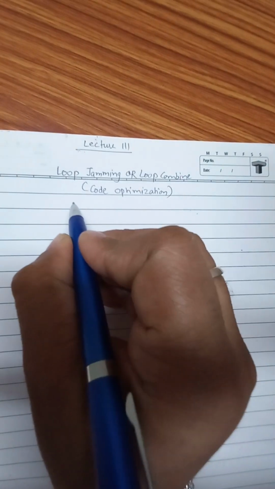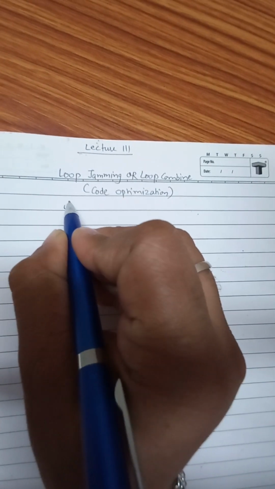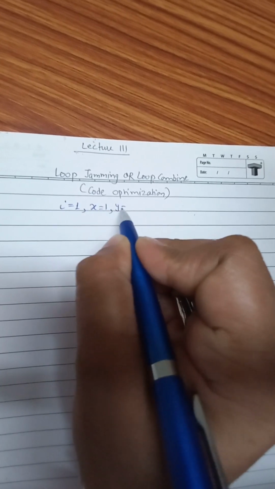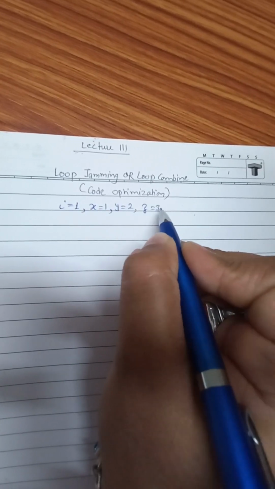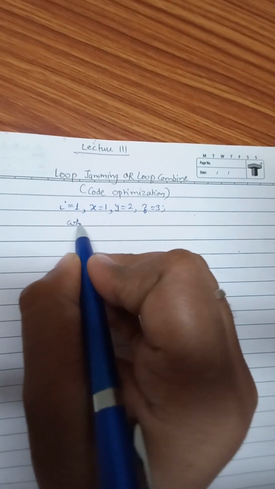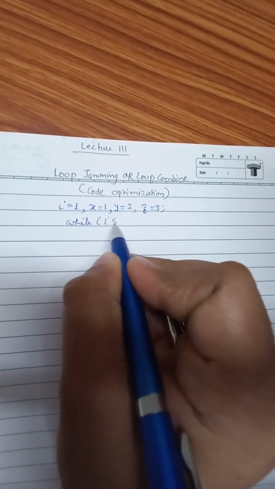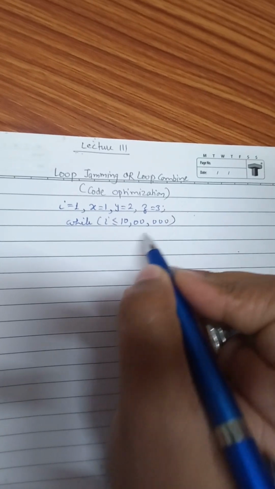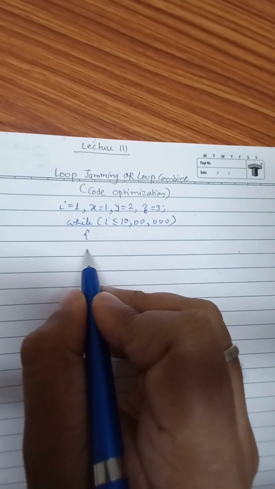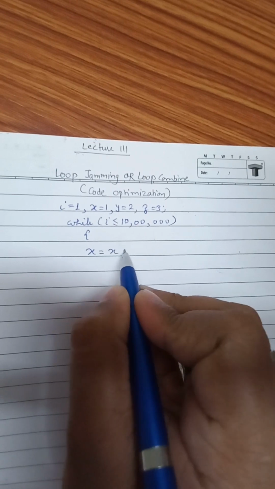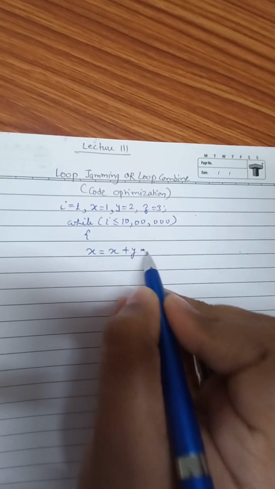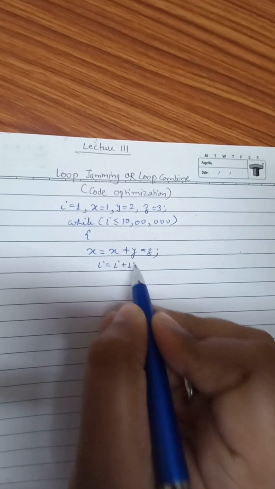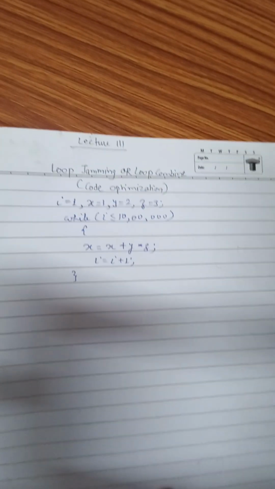Suppose I'm taking i is equal to 1, x is equal to 1, y is equal to 2, z is equal to 3, right? And I'm taking a while loop in which i is less than or equal to 10 lakh, and in this while loop I'm having x is equal to x plus y into z, and i is equal to i plus 1. This is one code.